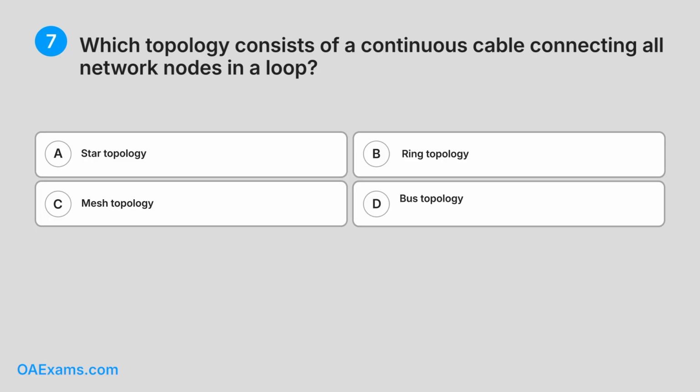7. Which topology consists of a continuous cable connecting all network nodes in a loop? A. Star topology, B. Ring topology, C. Mesh topology, D. Bus topology. What do you think is the answer?